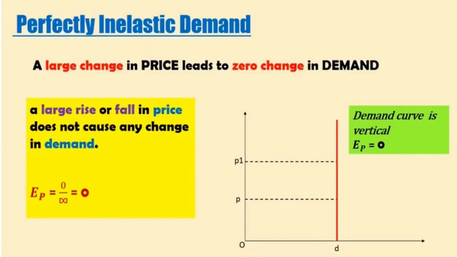A large change in price leads to zero change in demand, or the demand curve is vertical. You can see a rise or a fall in the price does not cause any change in demand. For example, you can take the consumer goods which we consume and without which we cannot exist, like your groceries, the rice or the dal or the oil, or any commodities which are essential.